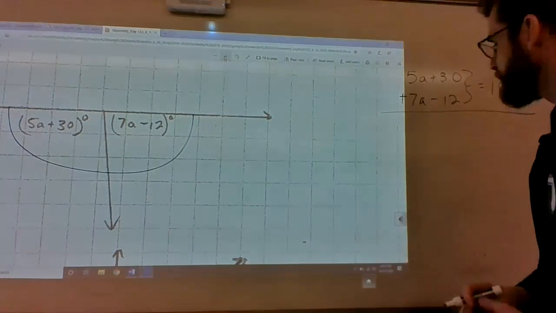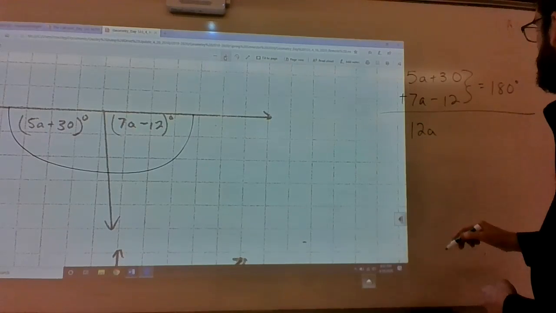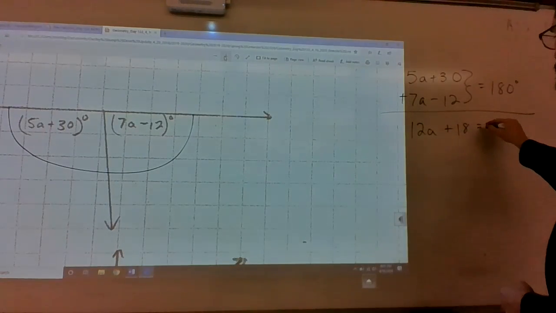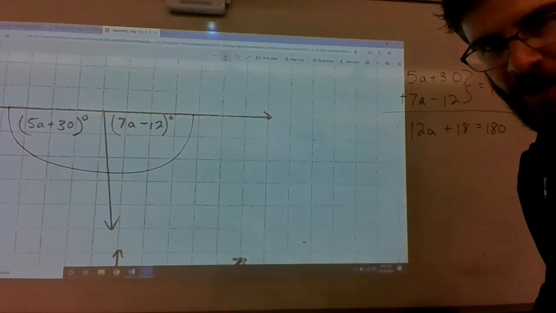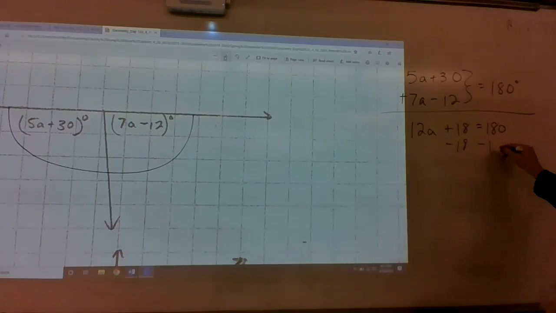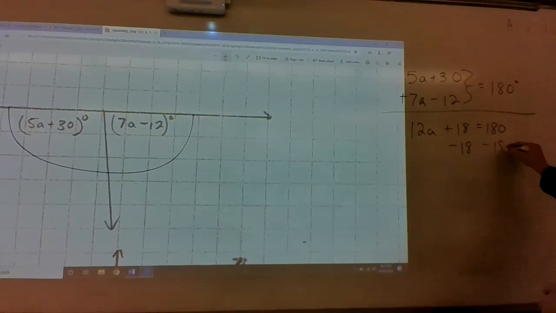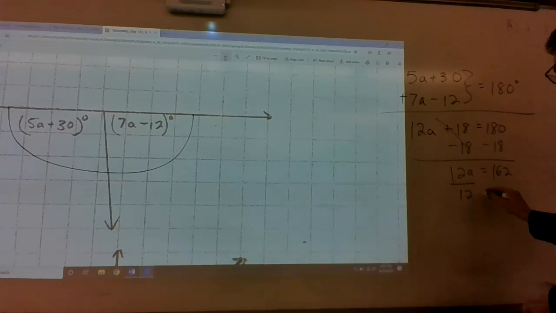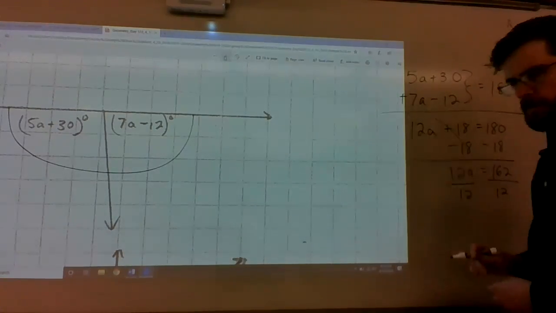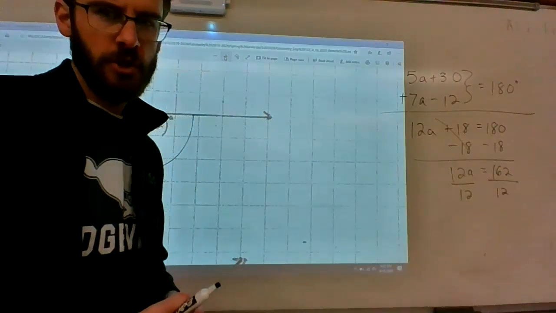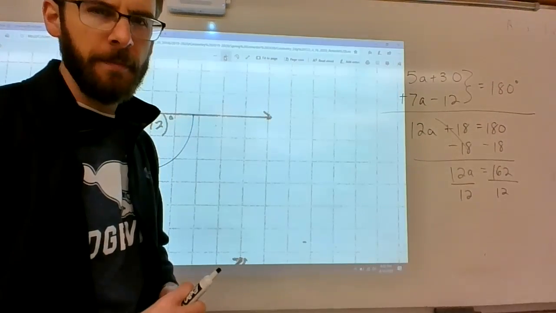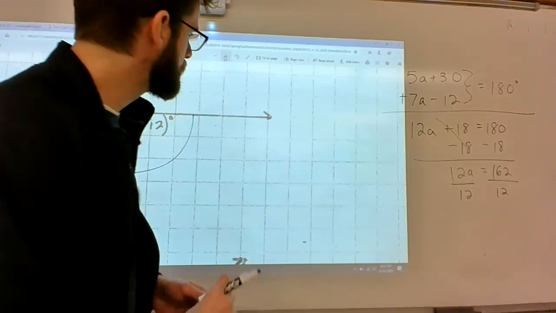Okay, combine like terms. Get a by itself. Let's see here. 62. So let's see here. 162 divided by 12. Maybe we should double check with the calculator on this one.